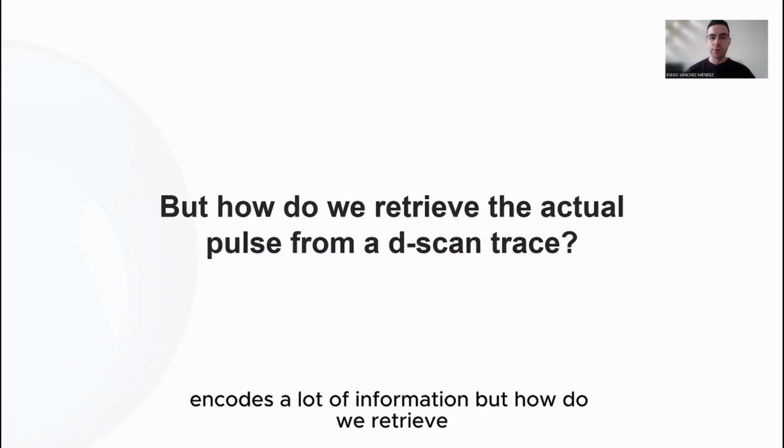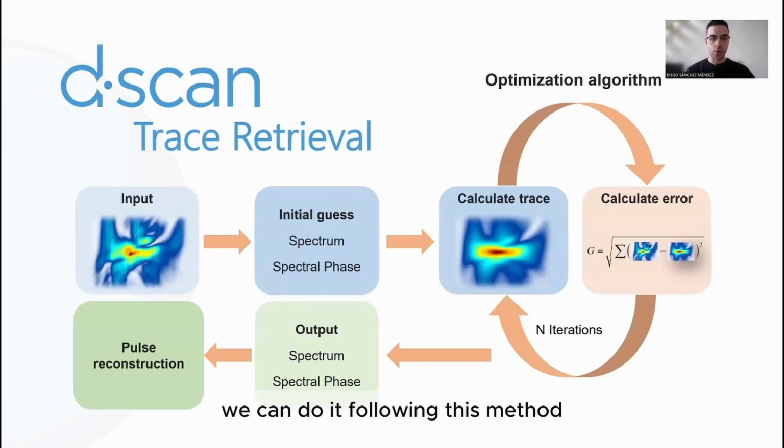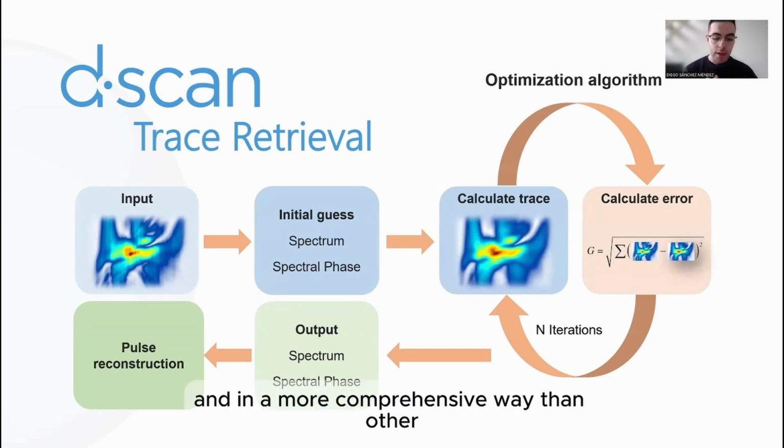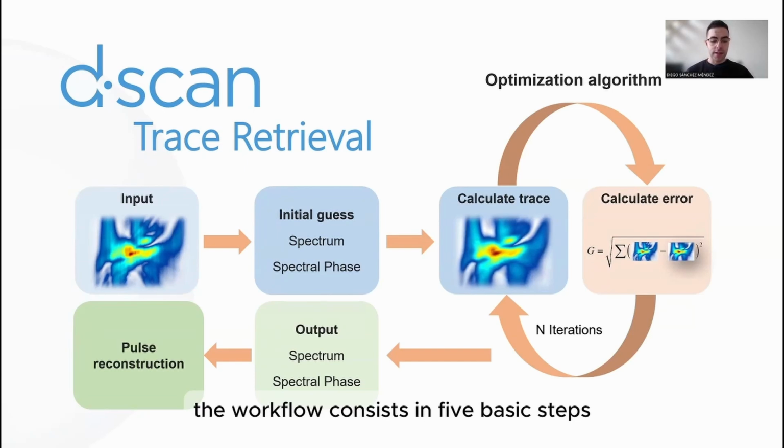But how do we retrieve this information from the dscan trace and reconstruct the fundamental pulse? We can do it following this method, which aims at solving the so-called general phase retrieval problem and in a more comprehensive way than other characterization techniques. The workflow consists of 5 basic steps.